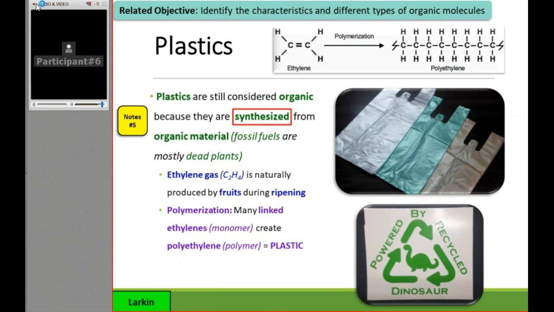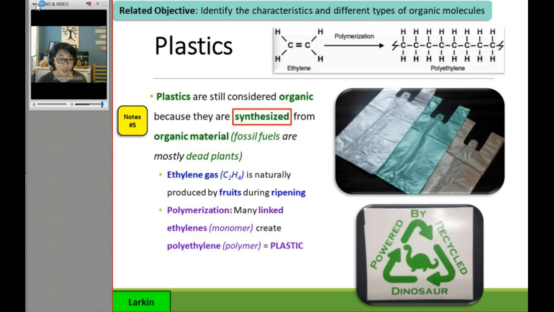All right, so the last thing I want to go over is, again, we mentioned how plastics are going to be related to organic compounds. So plastics are still considered organic because we mentioned that they are made from fossil fuels, and fossil fuels are mostly made up of dead plants. So they are synthesized, or man-made from, right? Synthesized means to be made, man-made from. So they are man-made from organic materials, so fossil fuels being mostly dead plants.